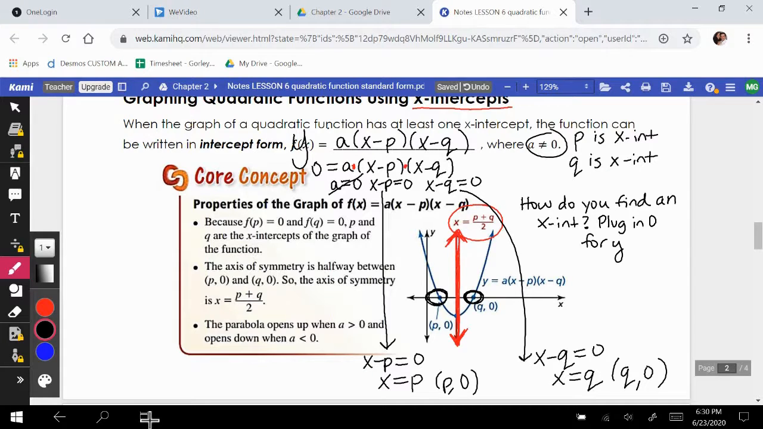Again, how do we find the x-intercepts? We plugged in 0 for y and tried to solve for x. So x would equal p or x would equal q.